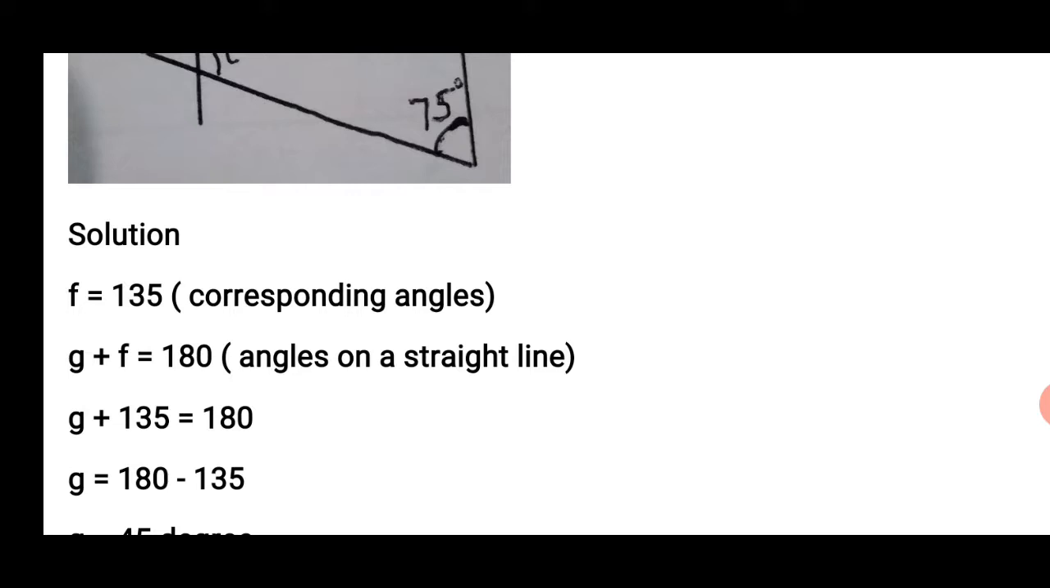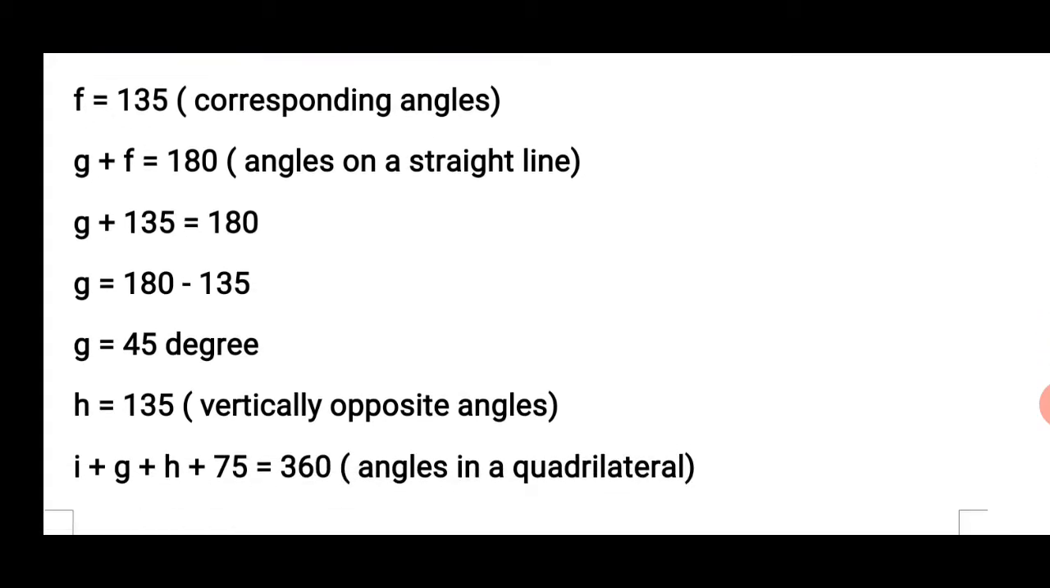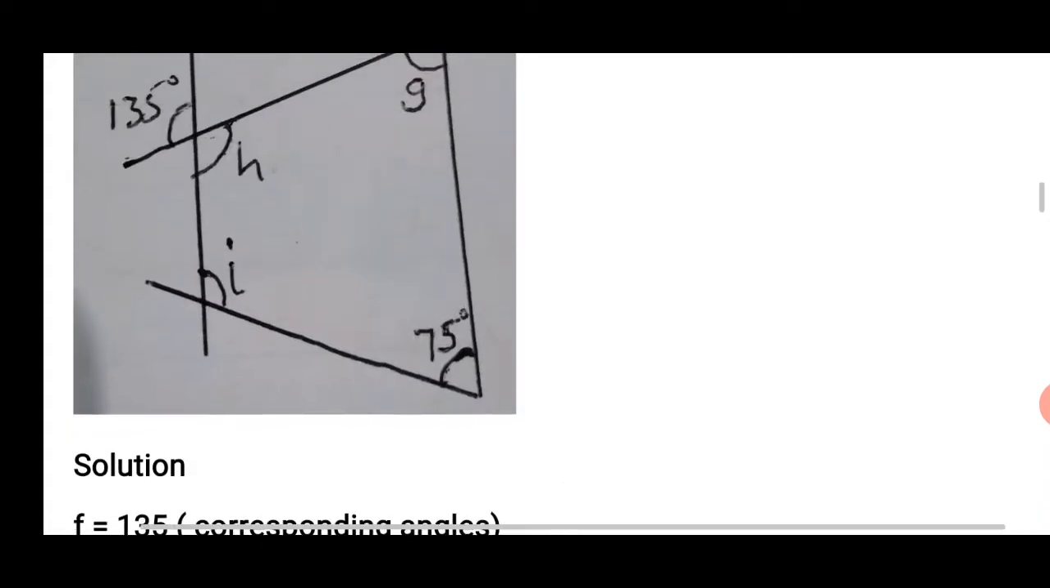Then we proceed. Because we already know our angle F to be 135 degrees, we substitute for F. We say G plus 135 is equal to 180 degrees. Then we transfer 135 to the other side of the equation and it becomes minus. We have G is equal to 180 minus 135. Then our G will be 45 degrees. Then we can also find the value of our H.